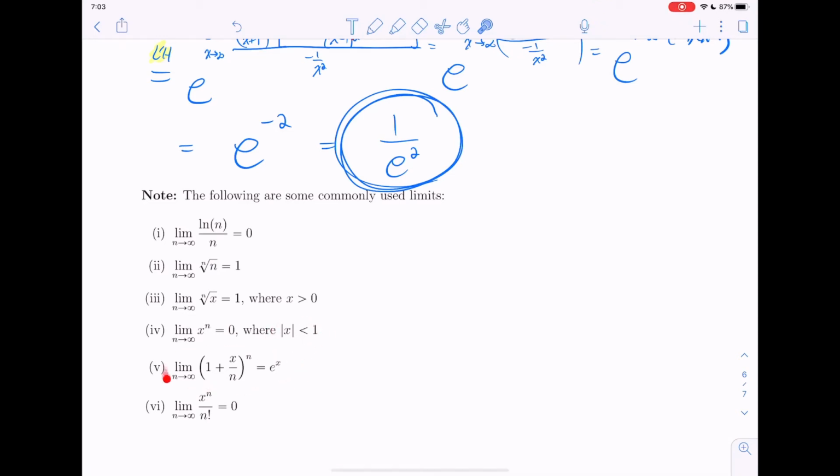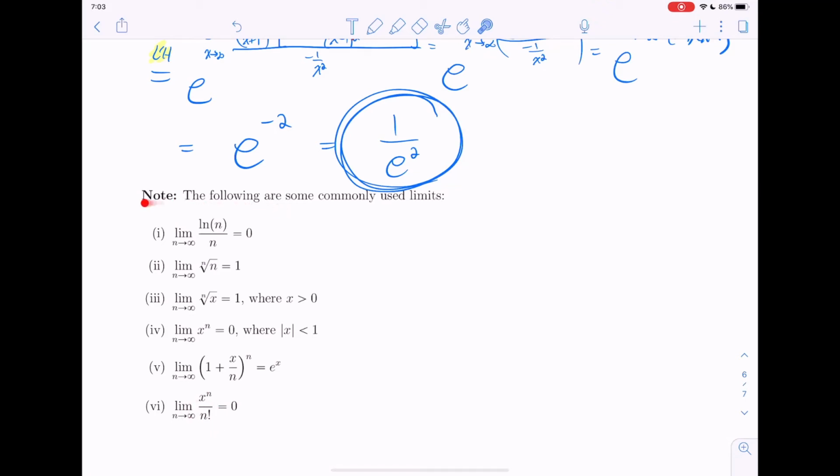And here's that formulation we saw on the previous document. If this x was equal to a 1, we would have gotten e to the 1. But in general, if that's just an x, we get e to the x. And then here's x to the n over n factorial.